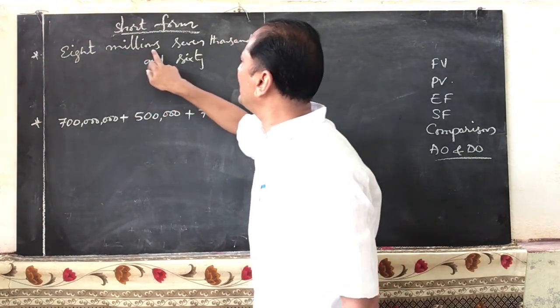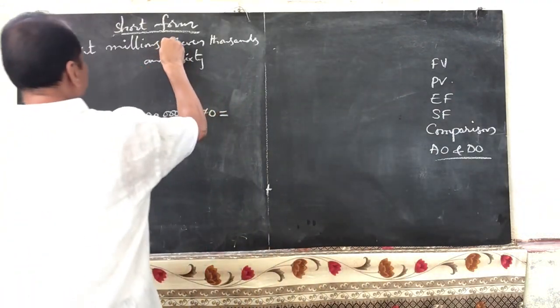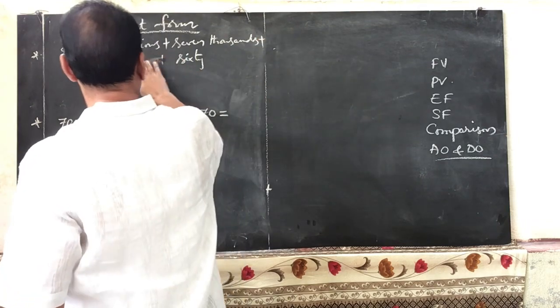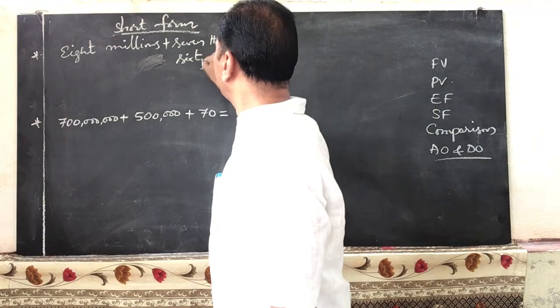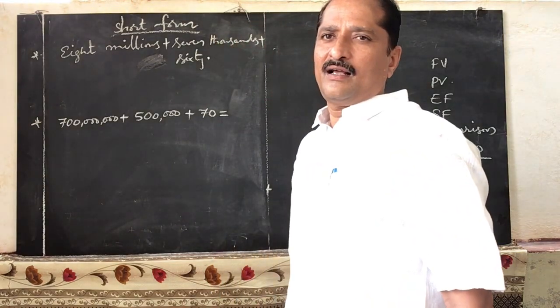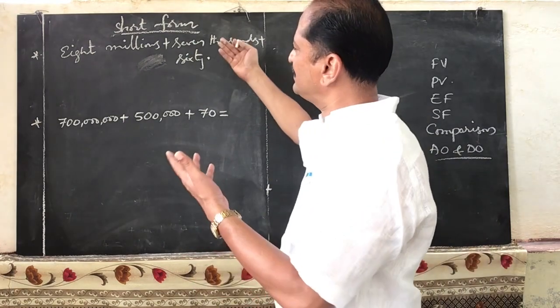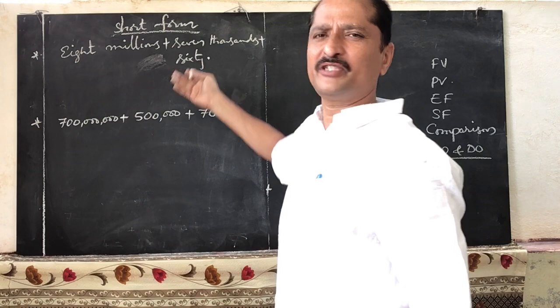So 8 millions plus 7,000 plus 60. This is the number name given. This number name, we can also read as expanded form. From the expanded form you have to write the short form.